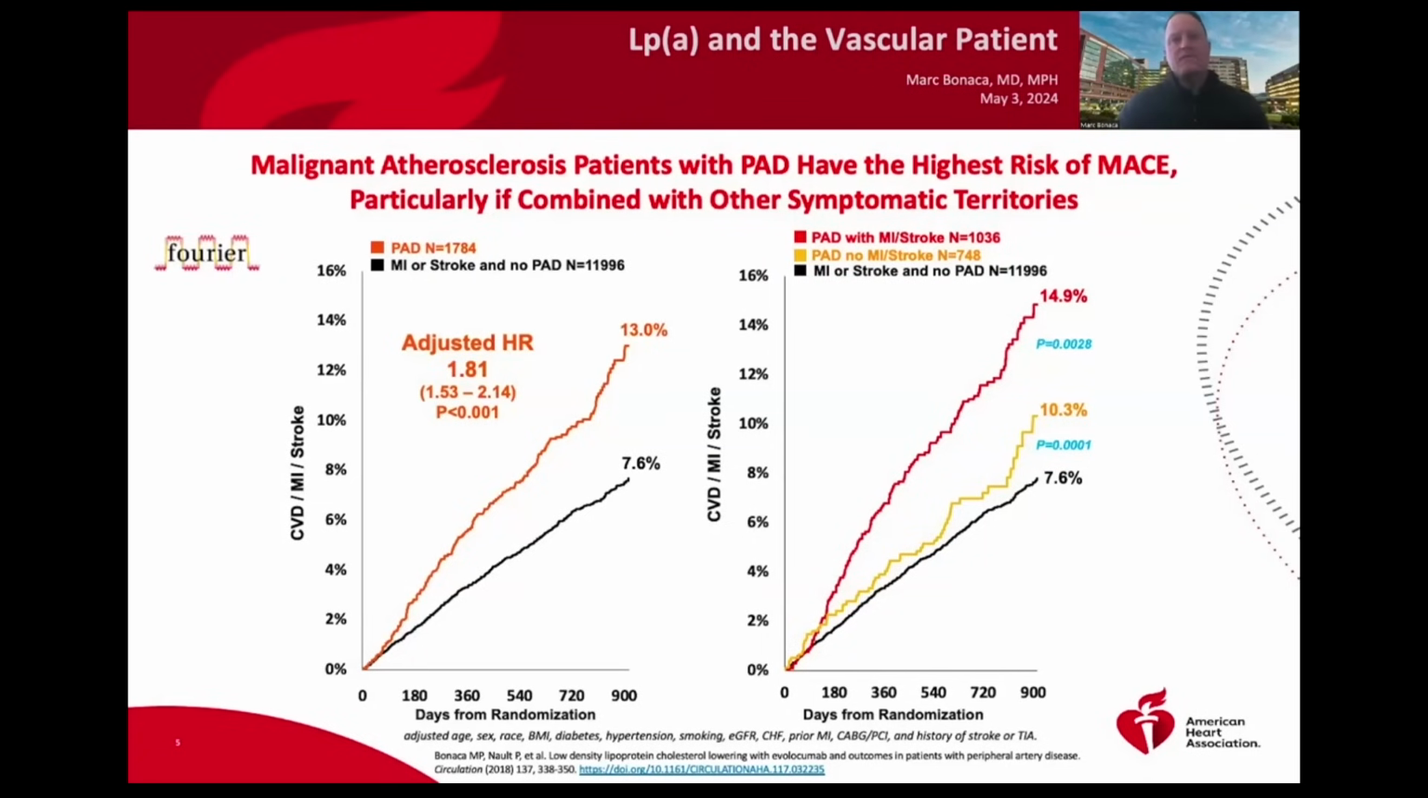And we know that that risk is heterogeneous, that it is the patient with polyvascular disease, those with symptoms in the legs as well as a history of MI or stroke together, that have the highest risk, you can see in the red line. But even those patients with PAD alone that have never had an MI or stroke are at higher risk of having an event than those who have. And so it's important to recognize patients with PAD because of their risk of MACE.